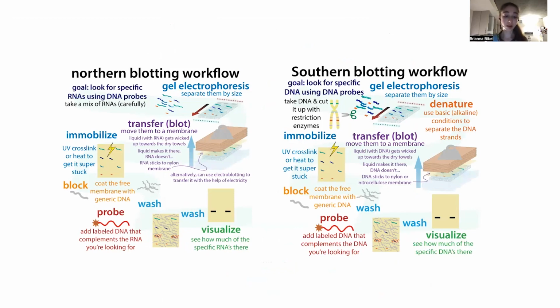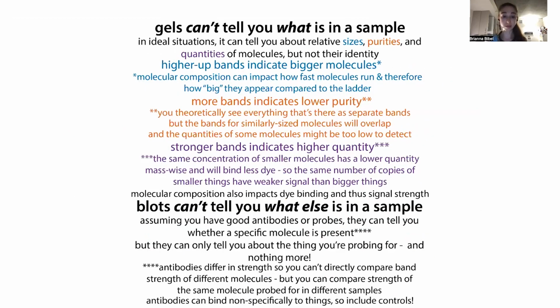But importantly, with these blot methods, you're only able to detect the molecule that you're looking for. So you have to have a probe that's specific to that molecule. If that molecule is there, you get a signal. If it's not there, you won't get a signal. The strength of the signal is going to tell you about how much of it is there, but you're not able to learn anything about what else might be there. So generally speaking, gels can tell you about what is in a sample, but blots can't tell you about what else is in the sample.